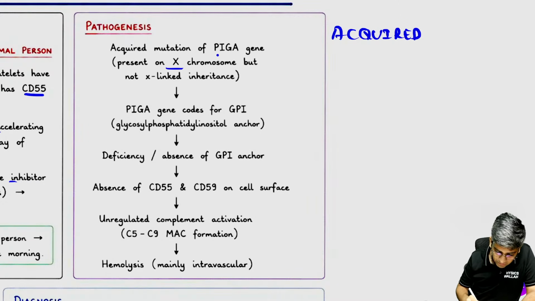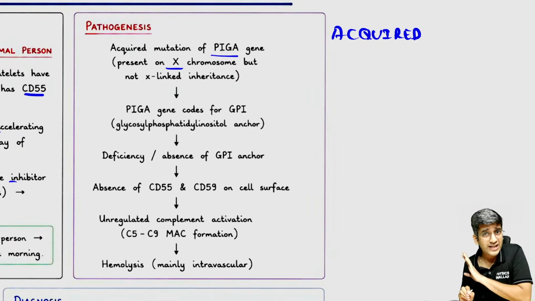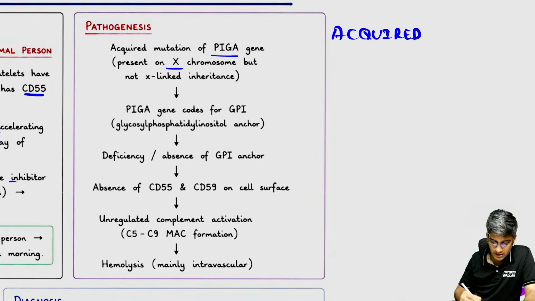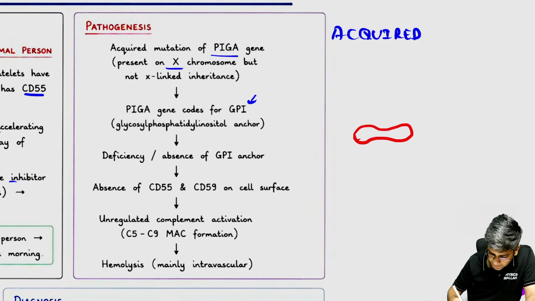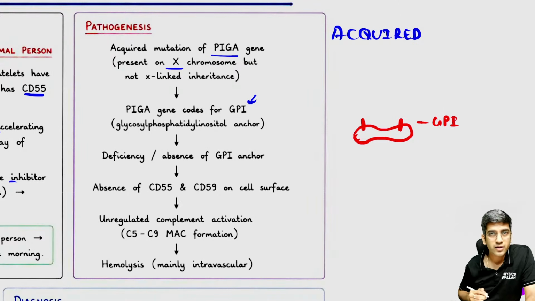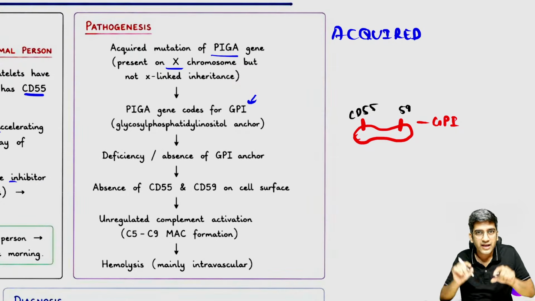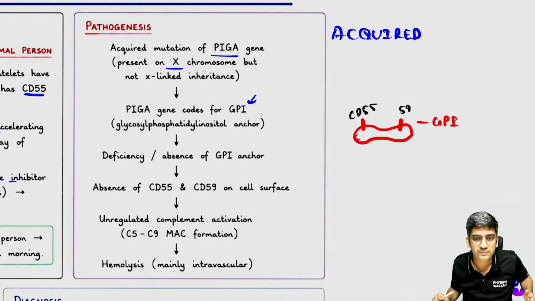In the X chromosome, there's a gene called PIG-A. It is not X-linked recessive inheritance. It's an X chromosome mutation, and there's no inheritance at all here. Please do remember, PIG-A codes for an anchor called the GPI anchor. So let's assume this is an RBC. This red one is the GPI anchor. This GPI is the guy who will hold CD55 and CD59. If GPI is not there, what will happen?